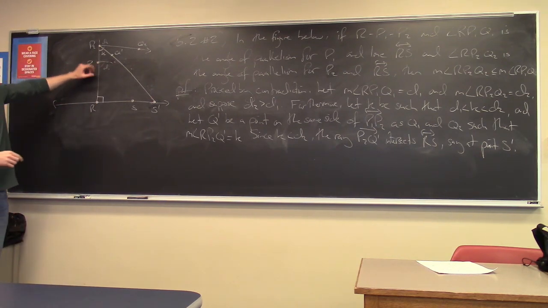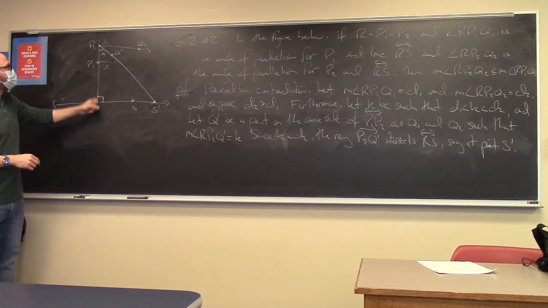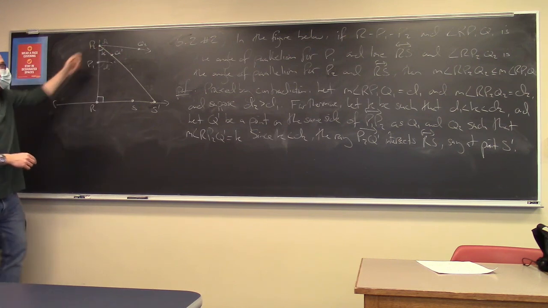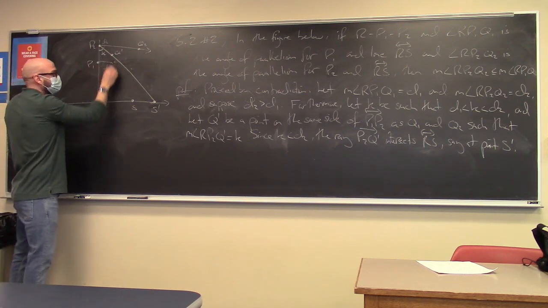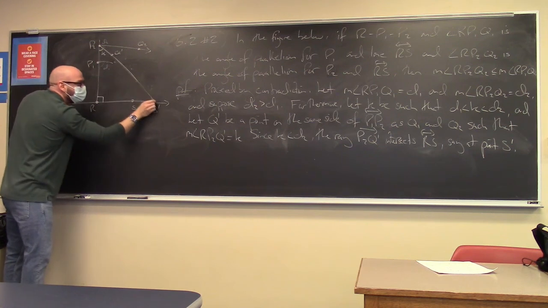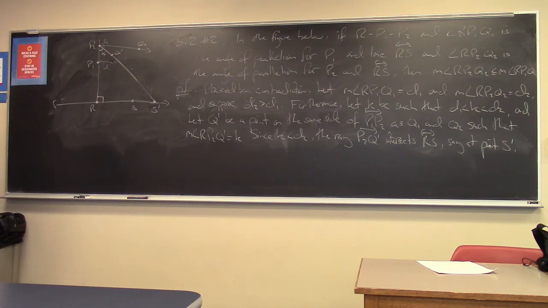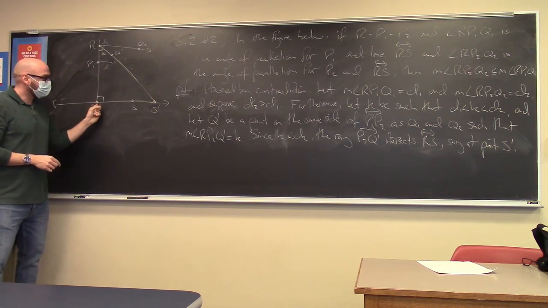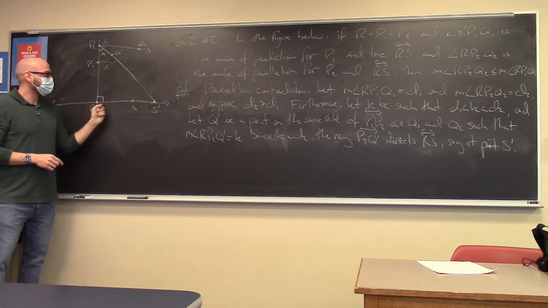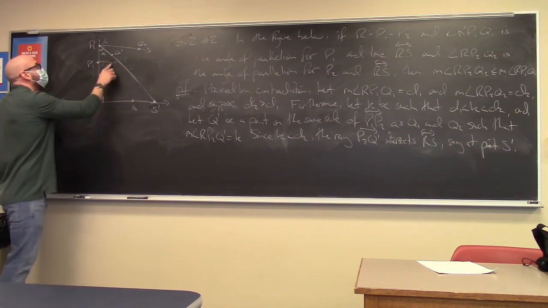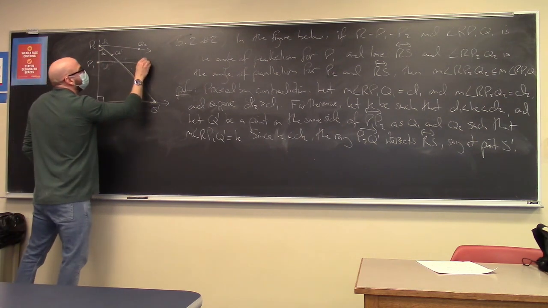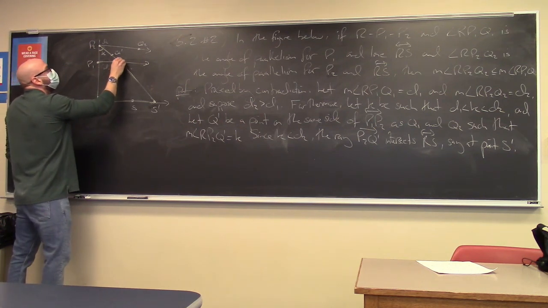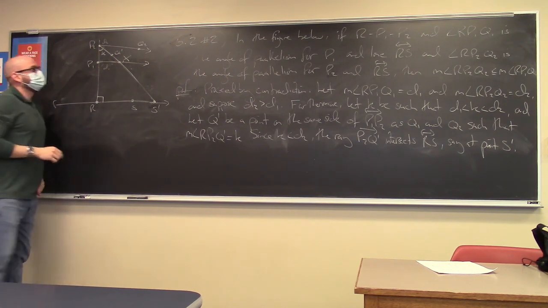Pasch's axiom says this ray came in through this side, RP2. It has to leave either through this side or this side. Right, that was Pasch's axiom. Well, it can't be this side because this is the angle of parallelism. Angle of parallelism means it can't intersect this line RS ever. So by Pasch's axiom, it has to cut through over here, say at a point X.